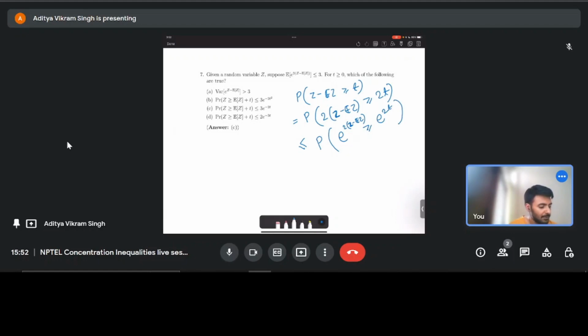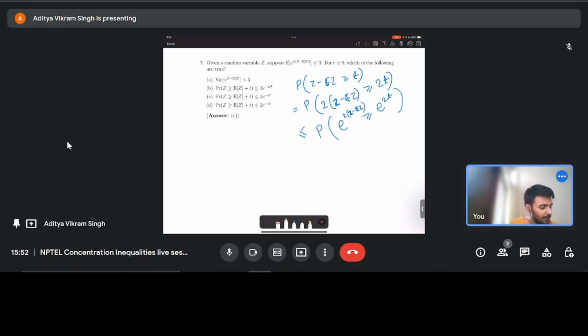If this happens, this implies that this happens. The smaller thing always implies the bigger thing. So if you are in the smaller set, it implies that you're in the bigger set as well. That is why, when the implication is like this, we have an inequality here. We're taking the probability of a larger set. If the implication holds for the other side as well, in that case we'll have equality here. But we don't care about that for now.